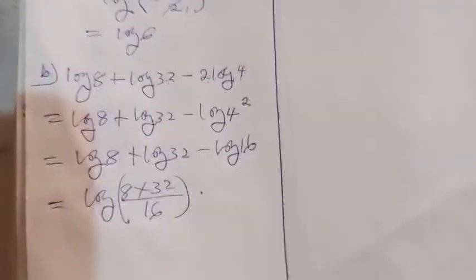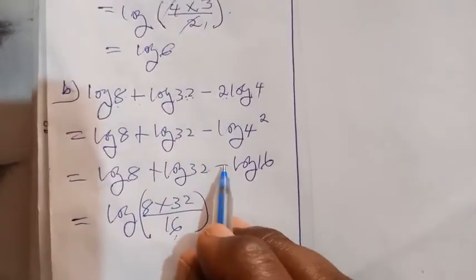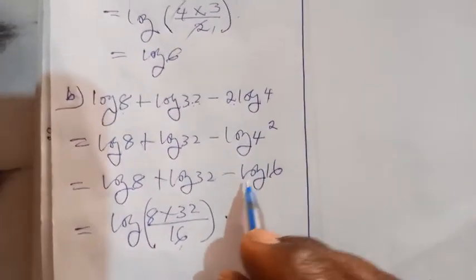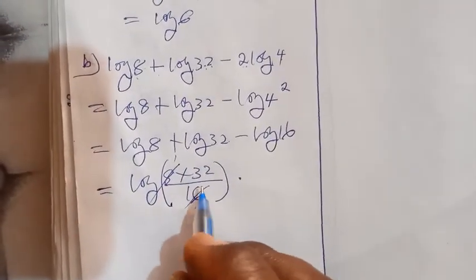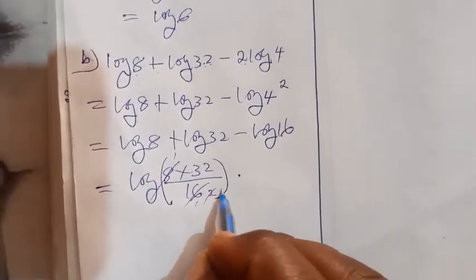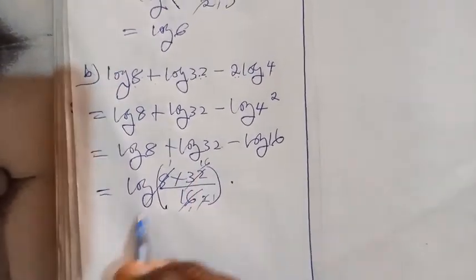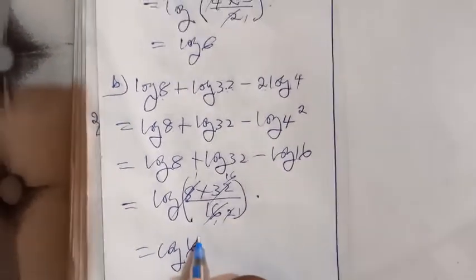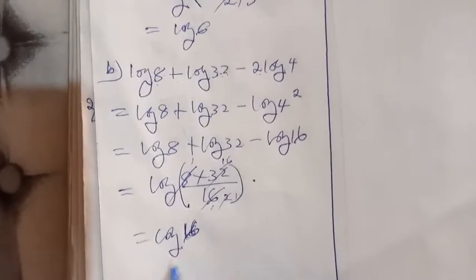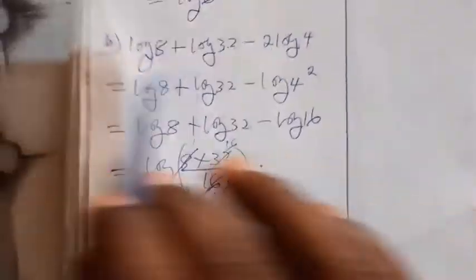This is not difficult. This is just straightforward. Okay, I am dividing by 16 because I have subtraction, minus 16, minus log 16, right? So 8 here 1, 8 in 16 is 2, 2 here 1, 2 in 32 is 16, and so we can have log 16 as our final answer. This is now a single logarithm. This one is the same thing as the whole of this.